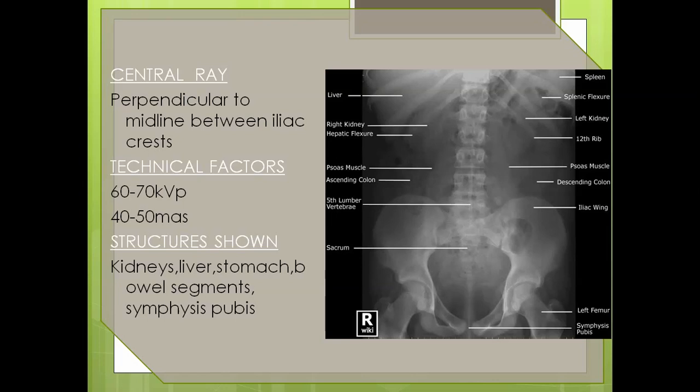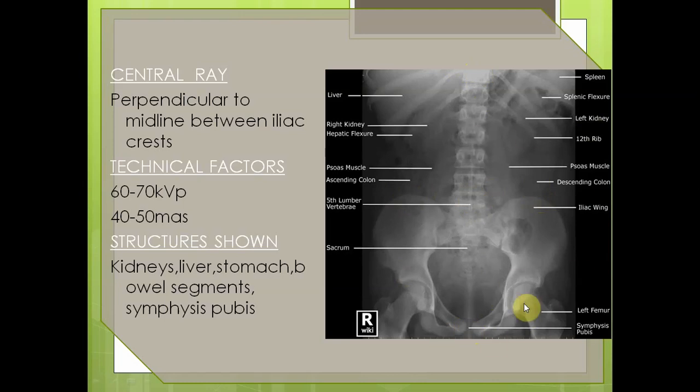So where is the centering ray? The centering ray is perpendicular to the midline between the iliac crests. You can see here, this is the iliac crest, so the centering ray should be at this level between the two iliac crests. So the upper border should be at the level of the xiphoid process, and the symphysis pubis should be included. This is the abdomen radiography view.